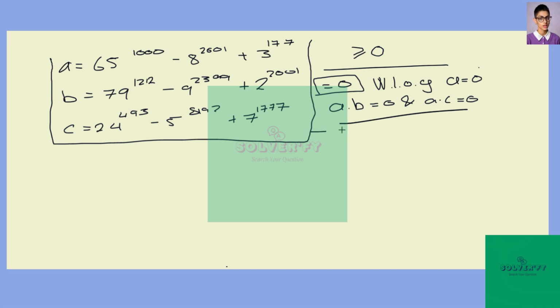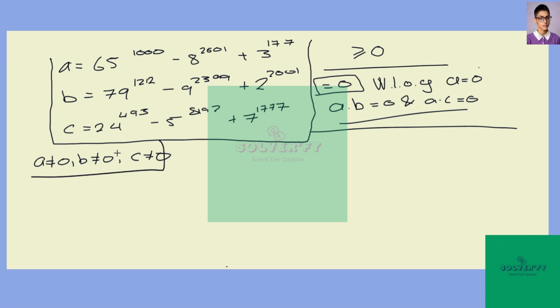Okay? So now we assume that a is not equal to 0, b is not equal to 0, and c is not equal to 0. How do we prove it in this case? Well, if they're not equal to 0, then a can either be positive or negative, b can be positive or negative, and c can be positive or negative.